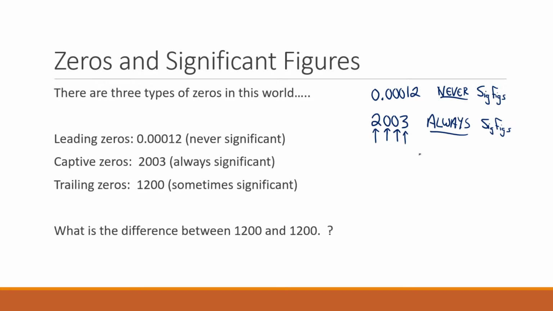They're not there as estimates. They are exactly 0. There are no tens. There are no hundreds. There's no guessing. There's no estimating. There's just nothing in that spot. Which means that it is a measurement. So it is a significant figure.